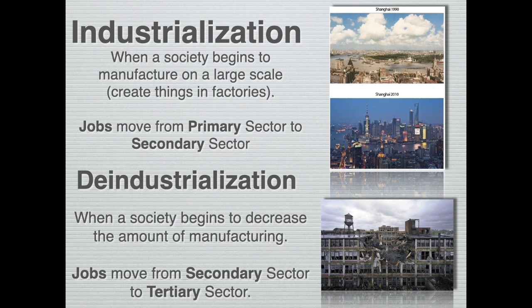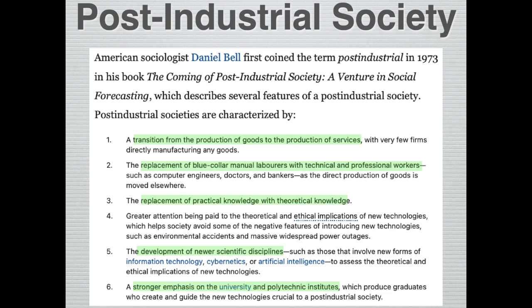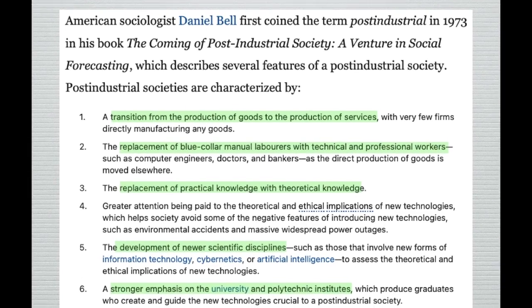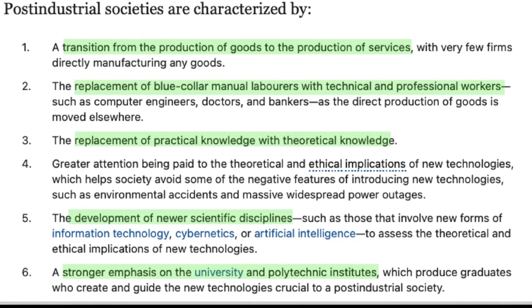But because of offshoring and deindustrialization, we are now in a post-industrial society. Daniel Bell was the first person to use this term, post-industrial, all the way back in the 70s, and he said a post-industrial society is characterized by these features. To put it simply, you have a transition from the production of goods, that secondary sector, to the production of services, that tertiary sector. You have the replacement of blue-collar, manual labor type jobs with technical, professional workers.